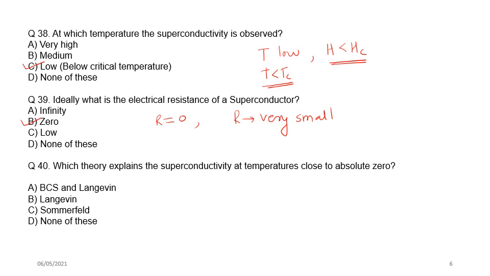If you look at these 4 options, you will find that only BCS theory explains superconductivity at temperatures close to absolute 0. Why is it said close to absolute 0? Because at that temperature, mostly whatever superconductors are there will behave as superconducting material.